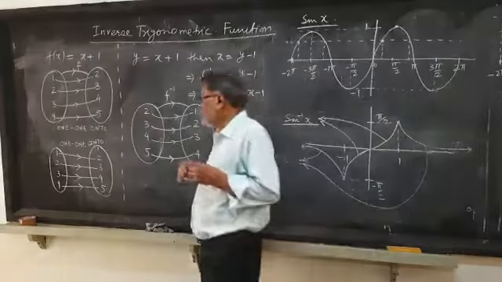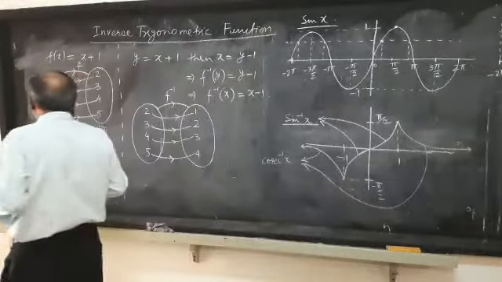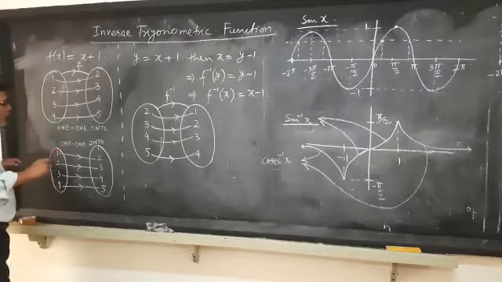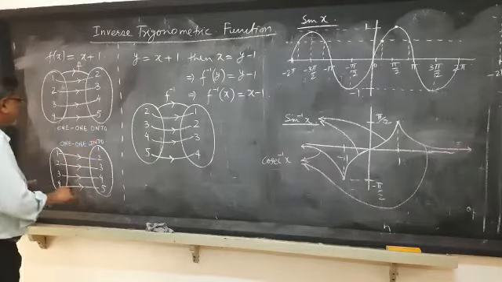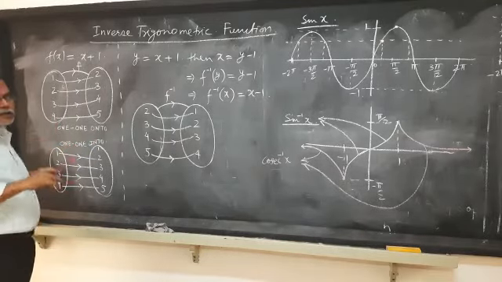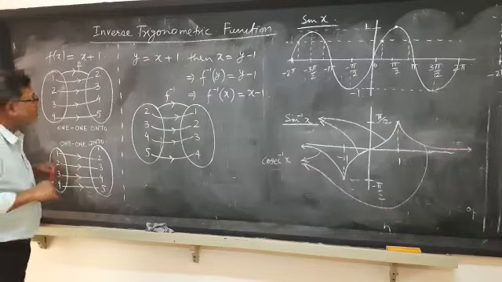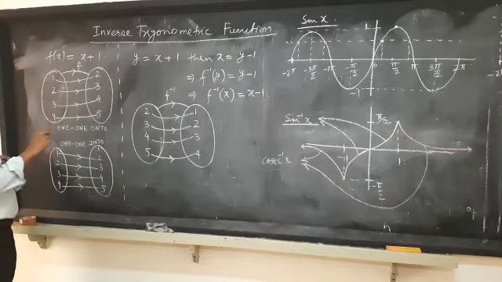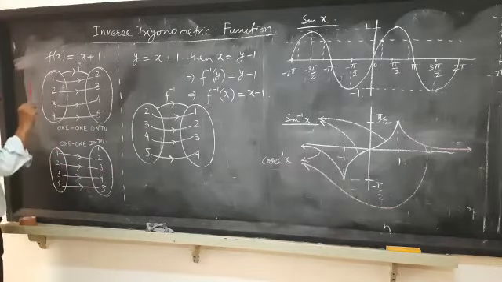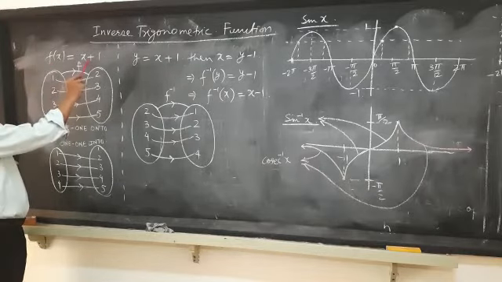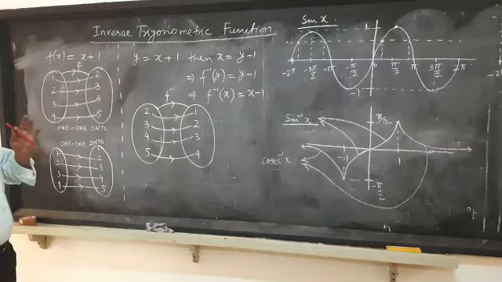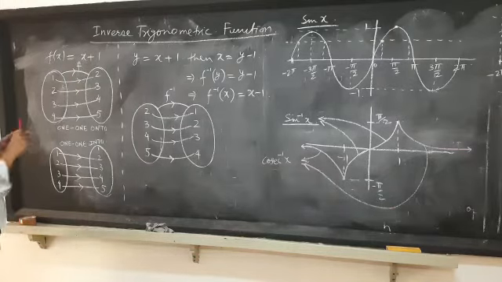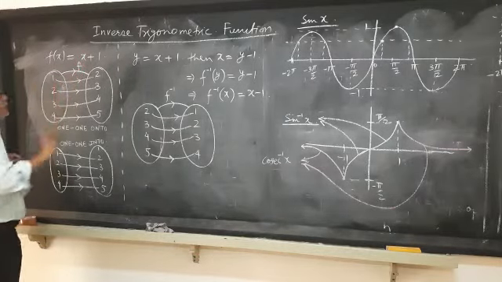Let me first explain the meaning of one-one onto and one-one into function, because these two things are very much related to the inverse trigonometric function. As you see over here, I have drawn a diagram for the function f(x) = x + 1. I have taken a very simple example of a function over here, that is f(x) = x + 1.